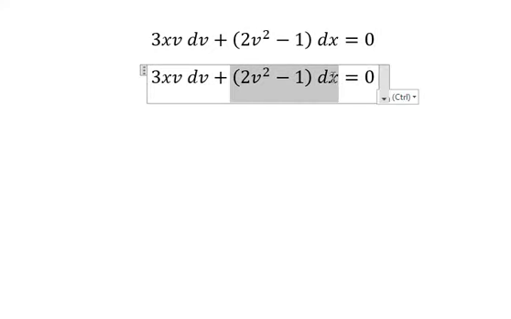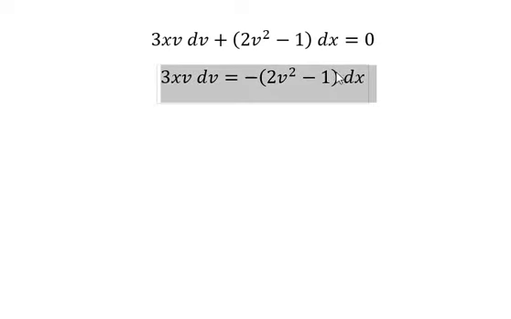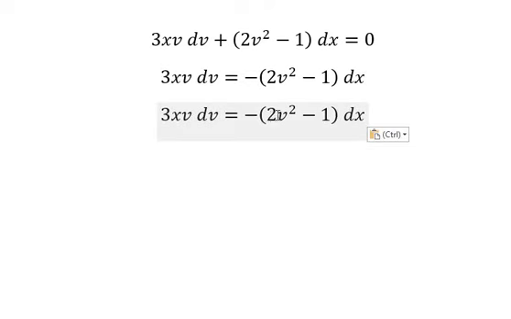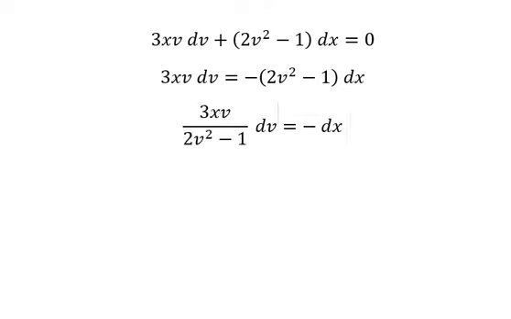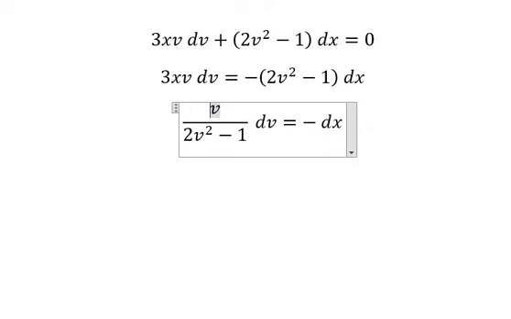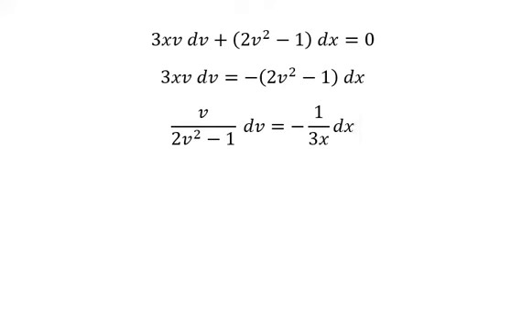So I will put this one to the right and we have the negative sign in here. Next, we divide both sides by 2v squared minus 1 and 3x. Next, we can put the integration for both sides.